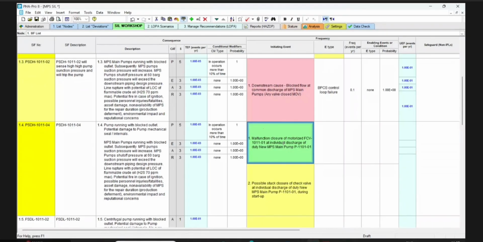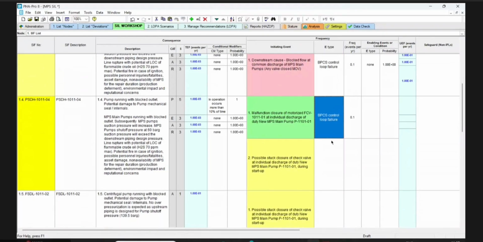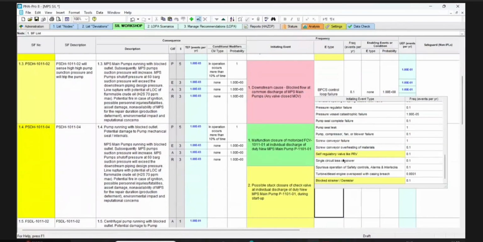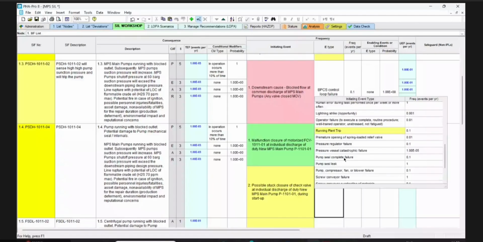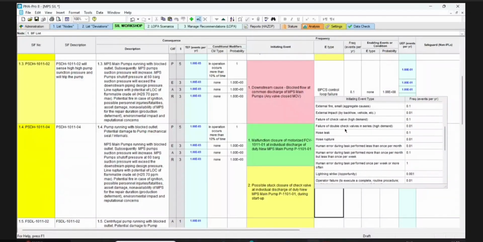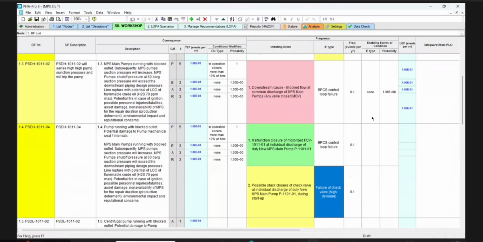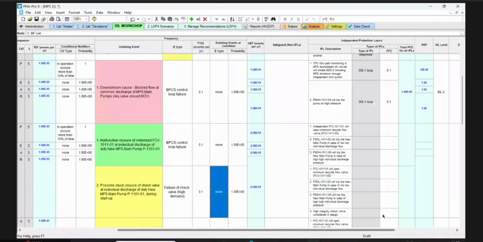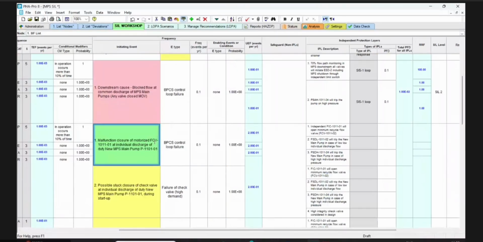Okay, so first is malfunction closure, BPCS control loop. And this is potentially the check valve. Check valve we have taken 0.1, I think you're saying. 0.1, yeah. Where is the check valve? Let me know if you are able to see the check valve. Check valve 0.1, yeah. So this is none. And we'll go for the first IPL for this malfunction closure of FCV.